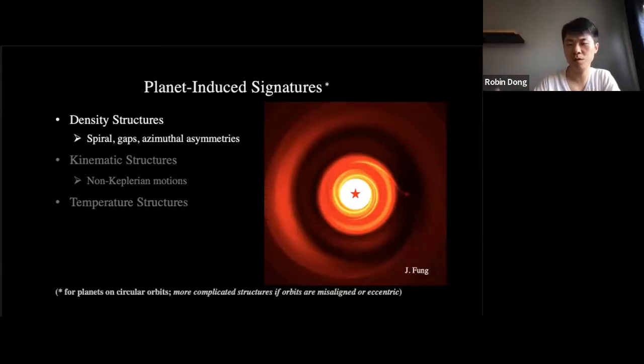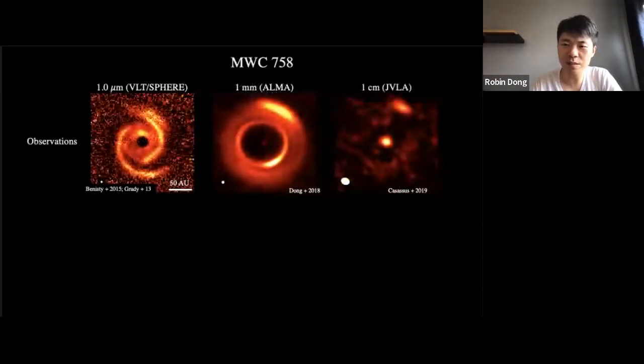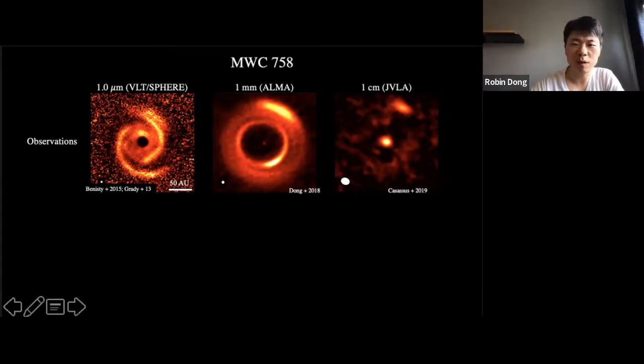asymmetry, so vortices. Here we have 3 observations of the same disk, MWC 758, at 3 different wavelengths on the same scale. The first one, the left one, is a SPHERE infrared scattered light image, which shows 2 spiral arms in a near symmetric configuration at tens of AU. As discussed before, in scattered light, we're tracing starlight being scattered at the disk surface by micron-sized dust.